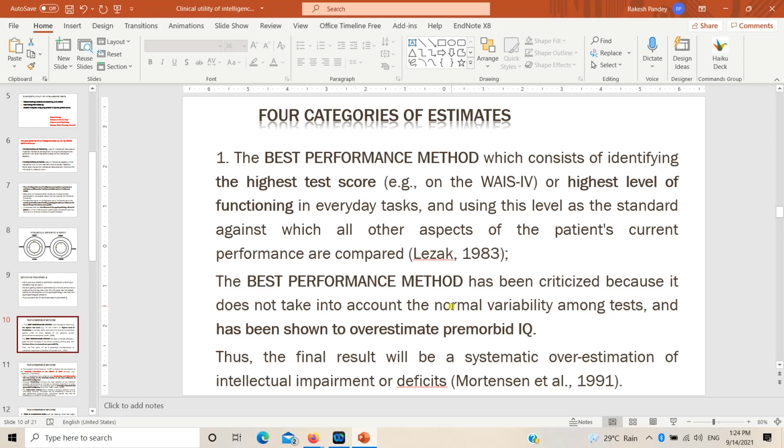premorbid IQ. Why overestimate the premorbid IQ? Because we are choosing the best performance, which will be the highest IQ for that individual. And thus, if we are analyzing the difference of the current IQ with this estimate of premorbid IQ, we will be systematically overestimating the intellectual impairment or deficit. I am not reading these names, you might be seeing. These are based on research evidence. It is documented.